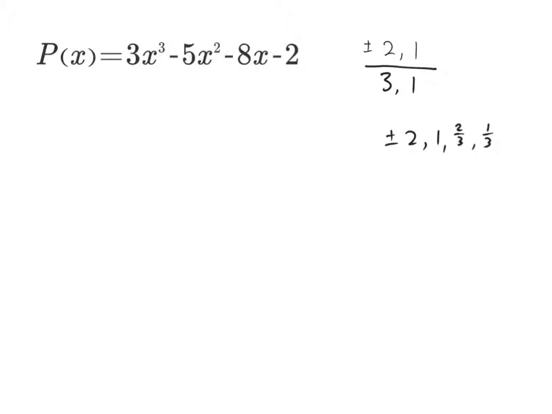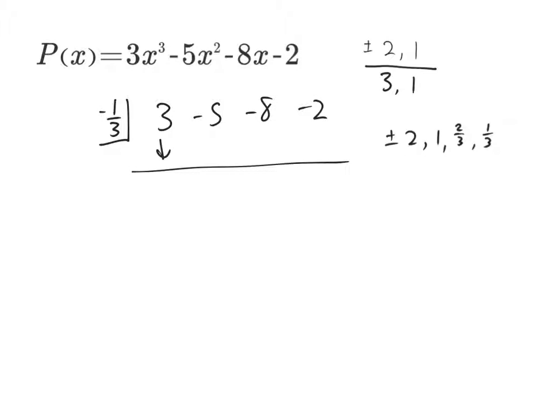But for the sake of this video and the length of the video, I'm just going to pick the right one. And the right one is actually going to be -1/3. So I have 3, -5, -8, -2. This comes down. -1/3 times 3 is -1. That gives me -6. -6 times -1/3 is going to be +2.